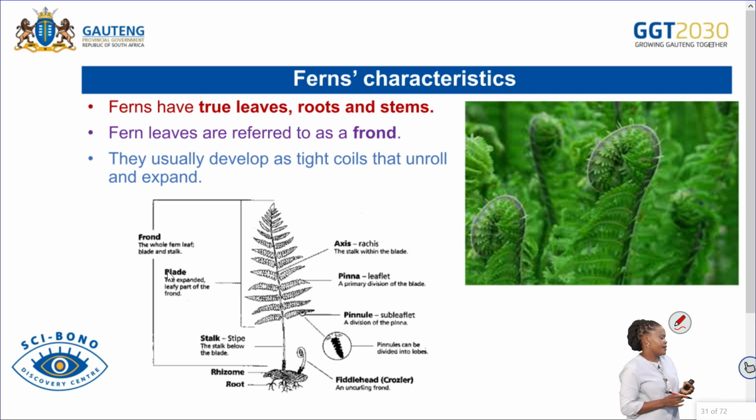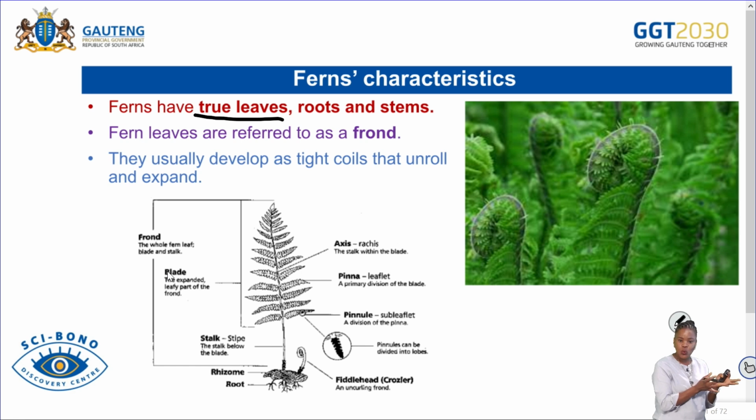Now, ferns usually have true roots, true stems, and true leaves. In other words, ferns are not thallus. We cannot regard them as thallus, because they've got true roots, true stems, and true leaves. And then ferns' leaves are referred to as fronds. So when we talk of fern leaves, we are simply talking about fronds.